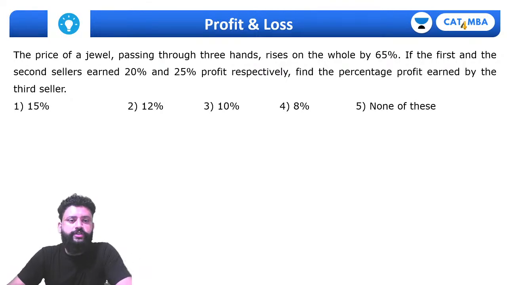This is the question all of you can manage. चलो quickly बोलो क्या आंसर होना चाहिए. The price of a jewel passing through 3 hands rises the whole by 65%, if the second and third sellers earn 20% and 25% profit respectively. Find the percentage profit earned by the third seller.